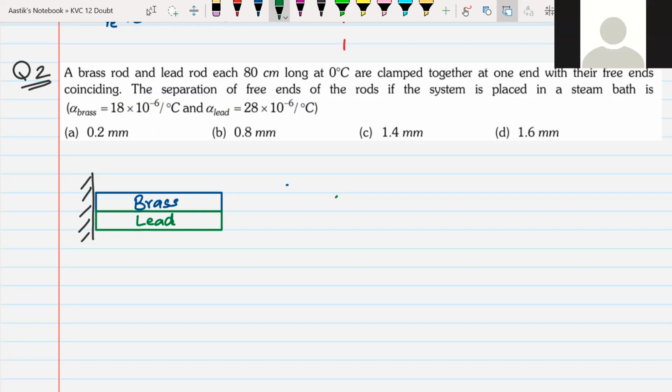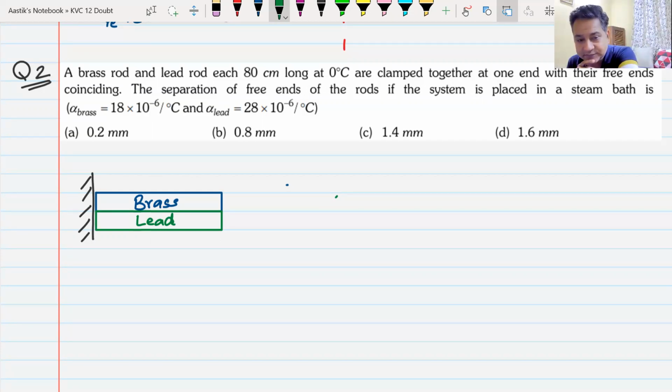Find the final length of brass. But we have to find out the separation between the free ends. So we need to find out the subtraction of these. Got it? Yes, sir. Finding out final length and making the difference. Yes, but again, you can simplify your calculations by subtracting them. Finding the final length of lead, finding out the final length of brass, and subtracting them. That is it. Their initial lengths are same, so that will get cancelled from both ends. Do we understand this? Yes, sir.